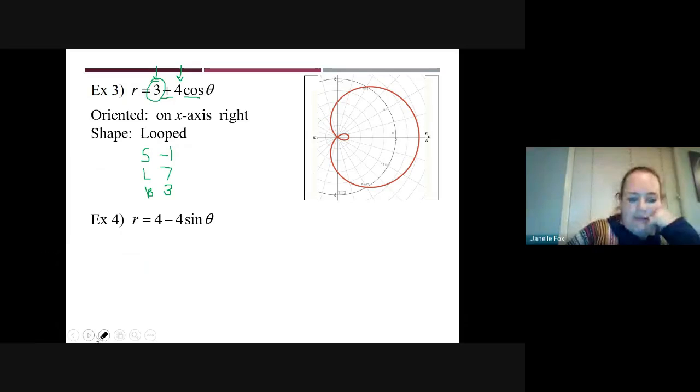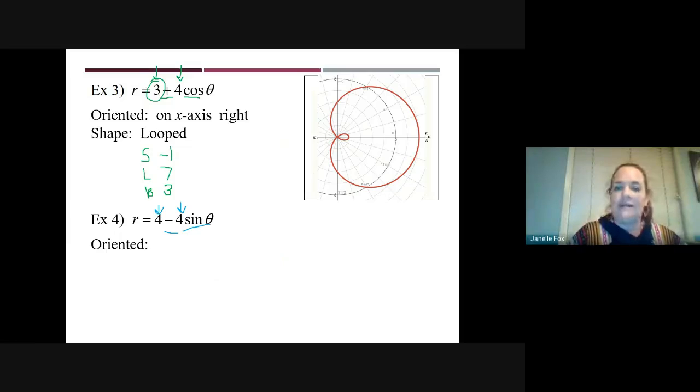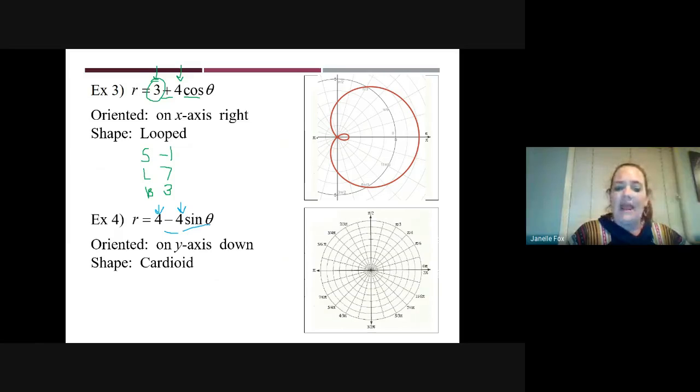And so now we look at our numbers and we can see that we now have a 4 and a 4. So these babies are the same number. So we're thinking nice, steady heartbeat. So it's going to be a cardioid. We look and we see that there's a negative right here and a sine. So it's oriented most of the shape. The bulk of the shape is on the y-axis and it is down. So it's going to be on the negative y-axis. We already discussed that it was a cardioid. So that looks lovely.